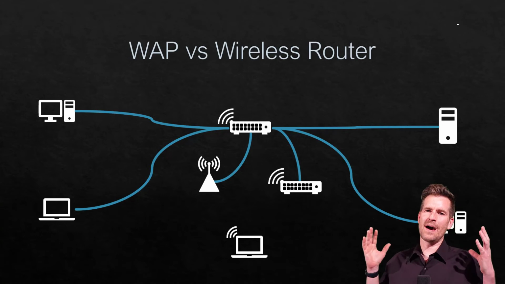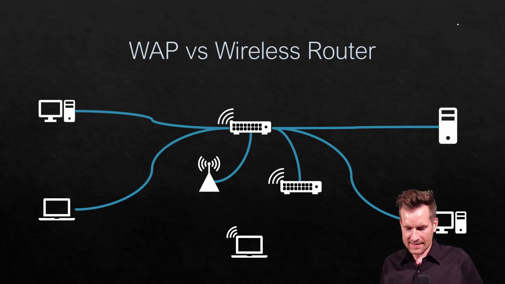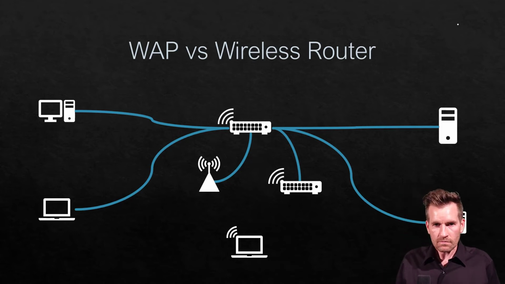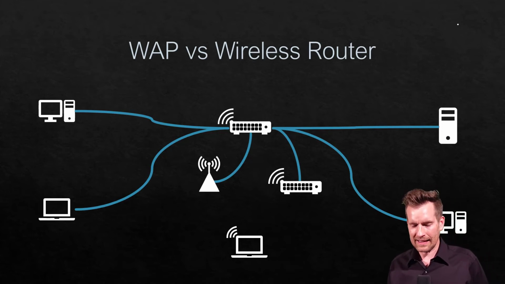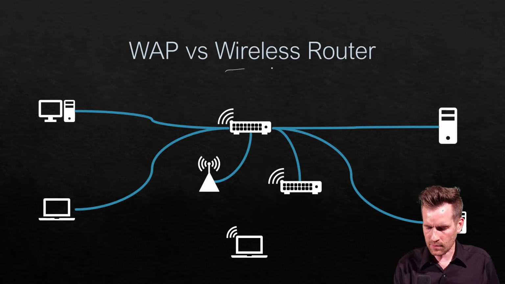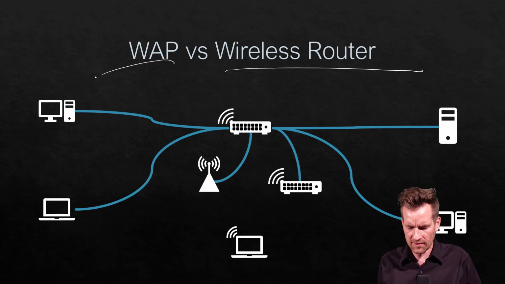All right, a note about equipment. What I see a lot of times out there is people will go out and buy a wireless router, set it up on their network, and then possibly have problems or not even realize that they're running inefficiently. So a wireless router is not a wireless access point. Those are two different things.